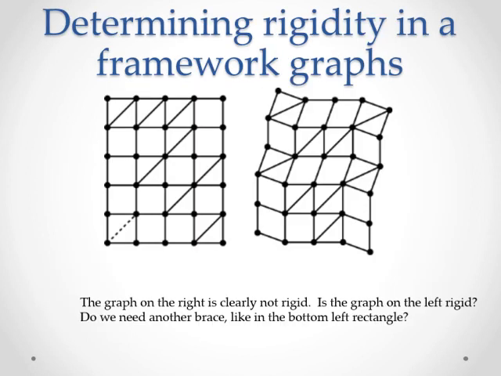Just randomly placing braces, however, is not sufficient to make the grid graph rigid. For example, on the right, we have braces placed in some of the rectangles, but as the drawing indicates, this is still not a rigid structure. So the question is, where do we place these braces in order to make the entire framework rigid?